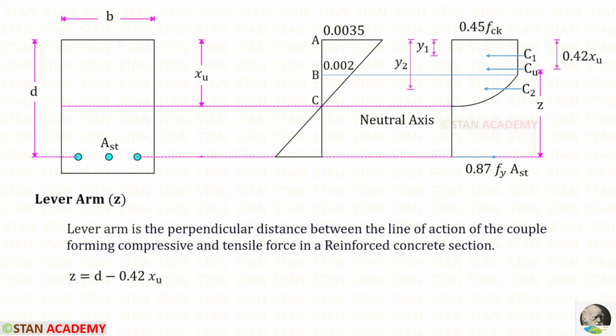Now let us define lever arm, denoted by Z. It is the perpendicular distance between the line of action of the couple forming compressive and tensile force in a reinforced concrete section. The lever arm Z will be D minus 0.42 XU.